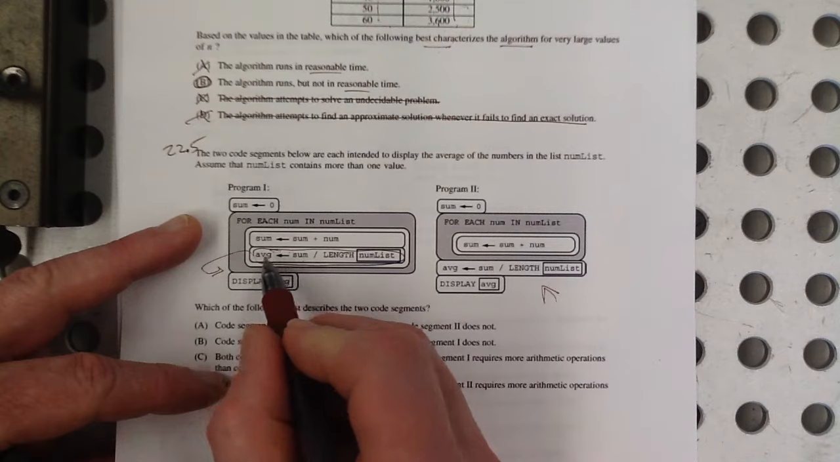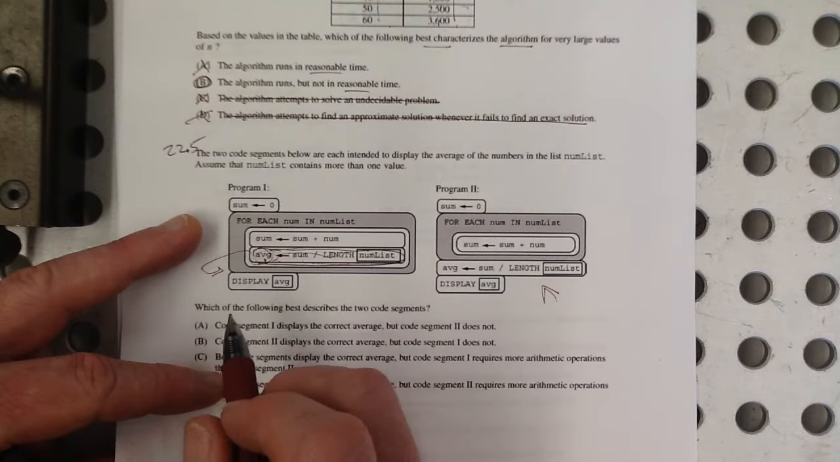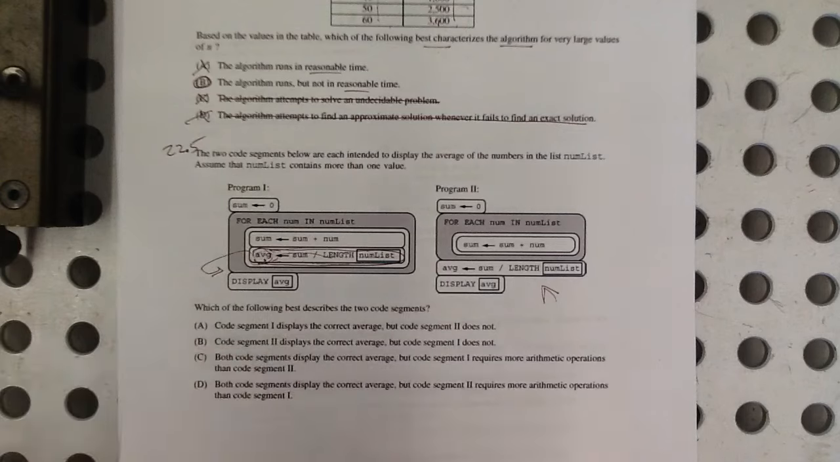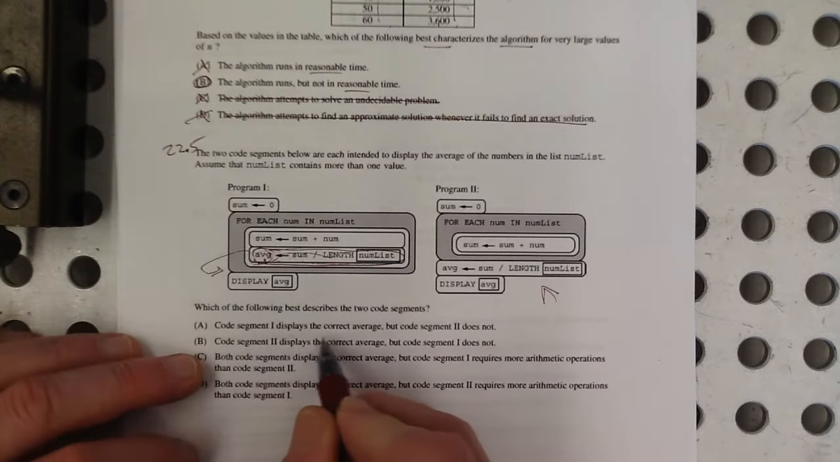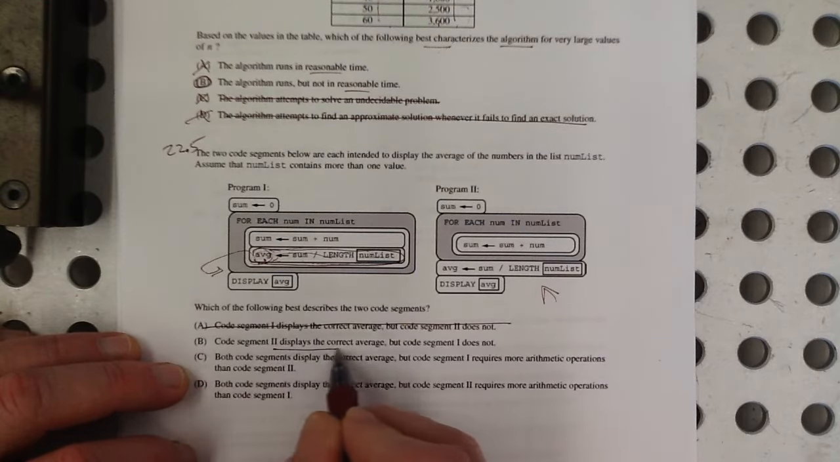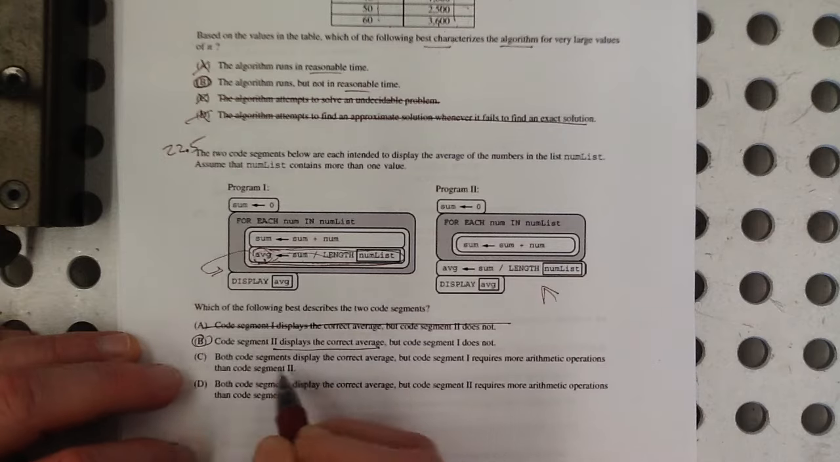Because this is going to keep messing with the average. We're not going to get the right average here because it's going to keep changing every time. That's not how you average numbers. Which of the following best describes the 2 code segments? Code segment 1 displays the correct average. No. 2 displays the correct, 1 does not. Both code segments display the correct average.